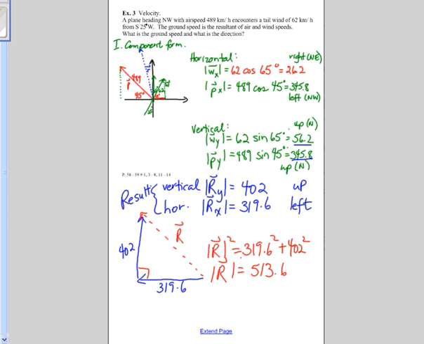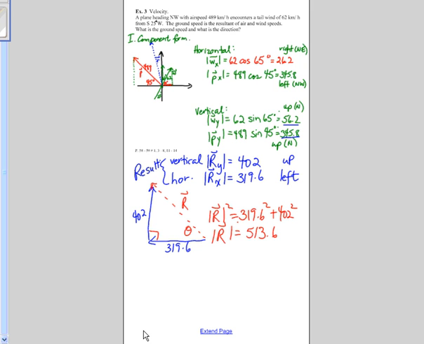The angle is also nice to find. This will be a direction north from west if I use this one. I am going to use tan because I have been given the opposite and adjacent. So tan of theta equals opposite over adjacent. Theta is second function tan of 402 over 319.6. On my calculator, theta is 51.5 degrees.